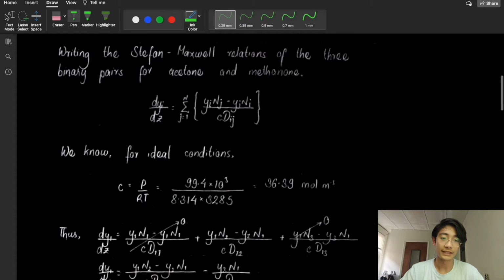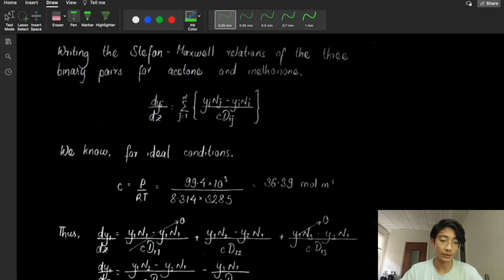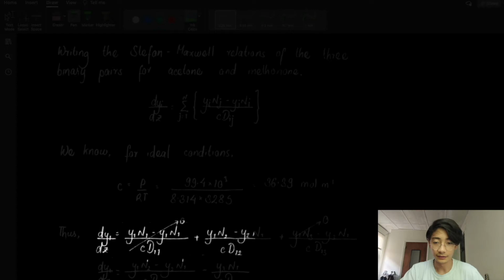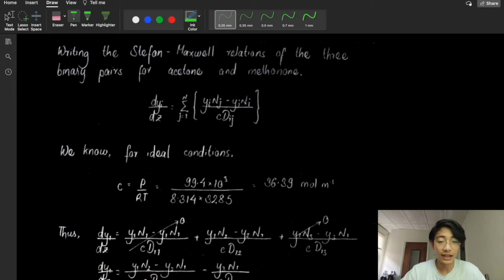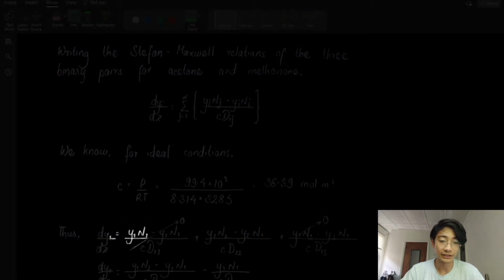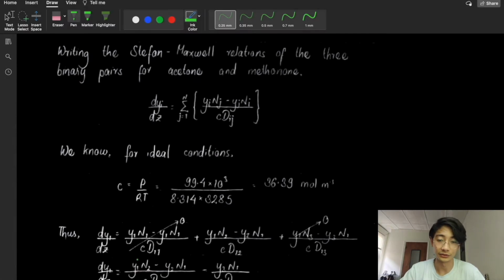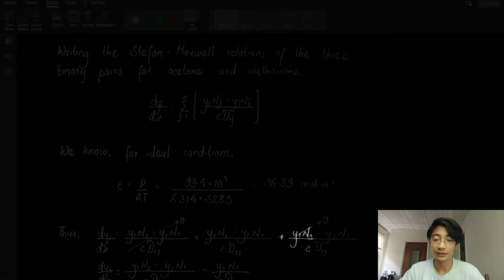So when we expand the Stefan-Maxwell equation, what we end up with is this relationship for the first component, which is acetone. We realize that the first item in this series is equal to 0 because the numerator is the difference between two same and equal values, so that goes to 0. And what I've written here, the third component, is that the mole fraction of component 1 times the molar flux of component 3 is equal to 0.